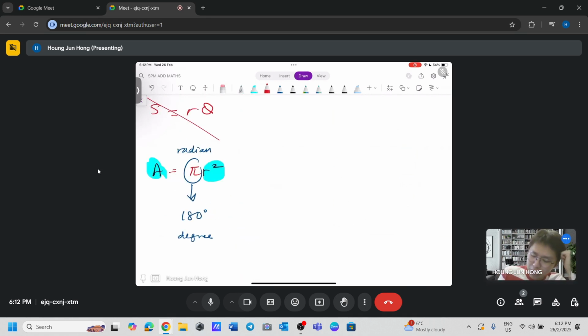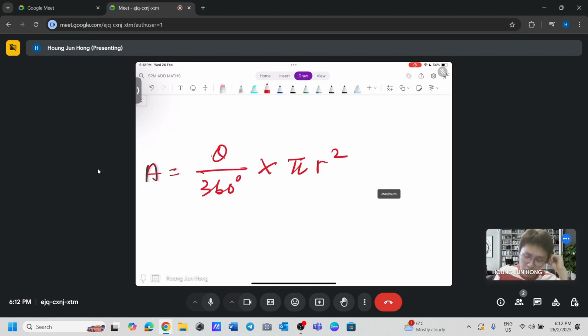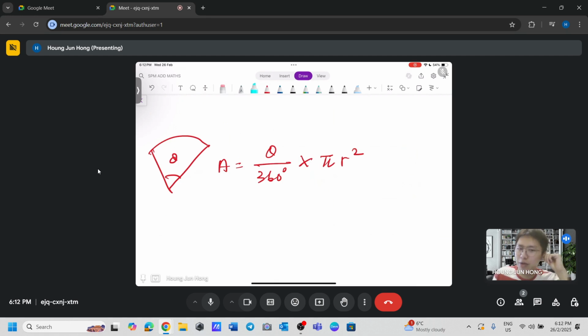Because when I go into a sector, they have a special angle. So what do we usually do? We will do A equals theta over 360, and then multiply with pi r squared. Now here's the thing. People think this is too confusing, too troublesome to do. So they again get reminded that pi is actually 180 degrees. Or in other words, 360 degrees is actually 2 pi.